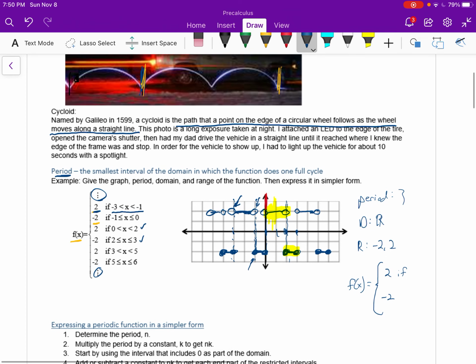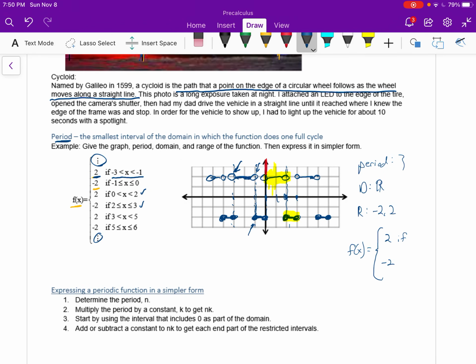So what we do, and actually I have it down here, express a periodic function in a simpler form, determine the period n, well, our n was 3, and we're going to multiply that by a constant, k, and k is going to be just any real number. So we have 3 times k, and we do is less than x is less than, and what we do here, it says start by using the interval that includes 0. So the interval that includes 0, there's 2 that include 0. The one that includes it is down here.